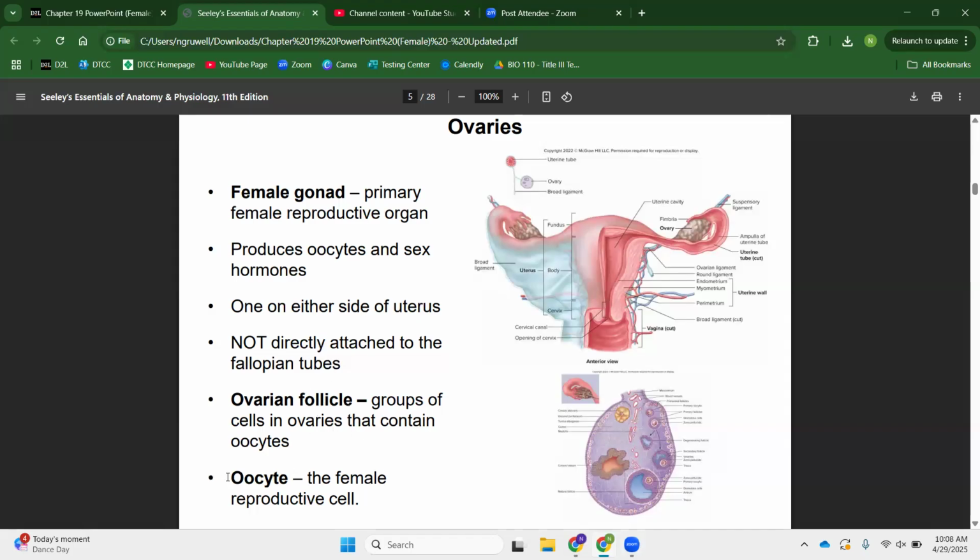And just another reminder, an oocyte is kind of our official name for the egg cell. That's our female reproductive cell. So for fertilization to occur, the sperm must meet and fertilize the oocyte. And another reminder from our intro material, once that oocyte is fertilized, we then call it a zygote.